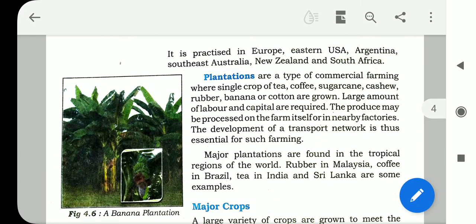Major plantations are found in the tropical regions of the world. Rubber in Malaysia, coffee in Brazil, and tea in India and Sri Lanka are some examples.